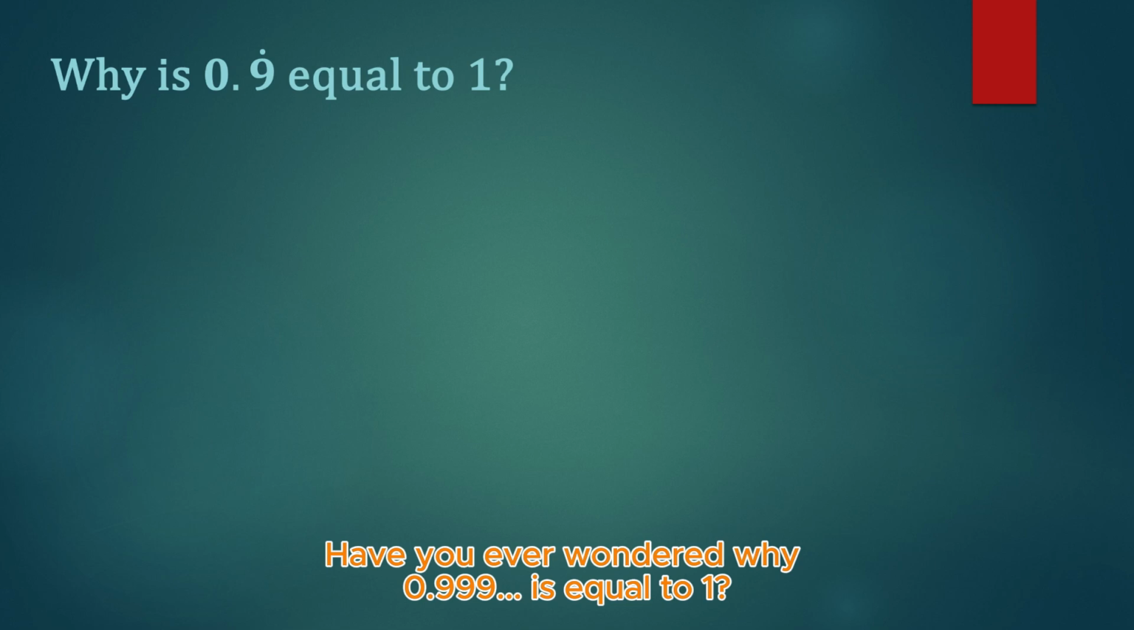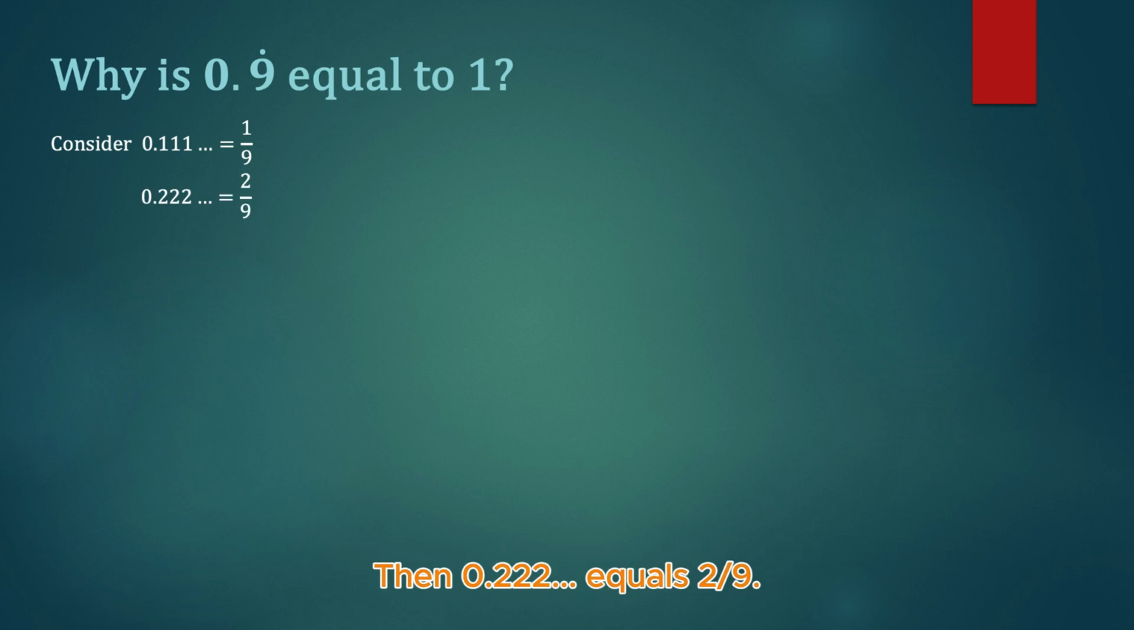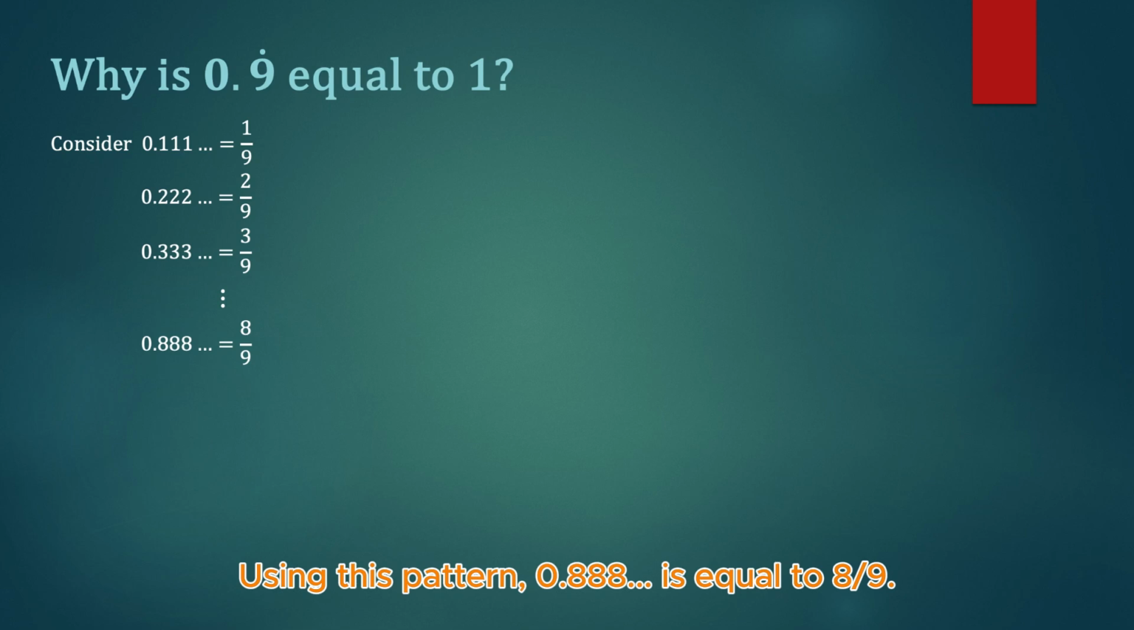Have you ever wondered why 0.9 repeating is equal to 1? Consider that 0.1 repeating equals 1 over 9. This can be easily verified. Then 0.2 repeating equals 2 over 9. Also, 0.3 repeating equals 3 over 9. Using this pattern, 0.8 repeating is equal to 8 over 9.